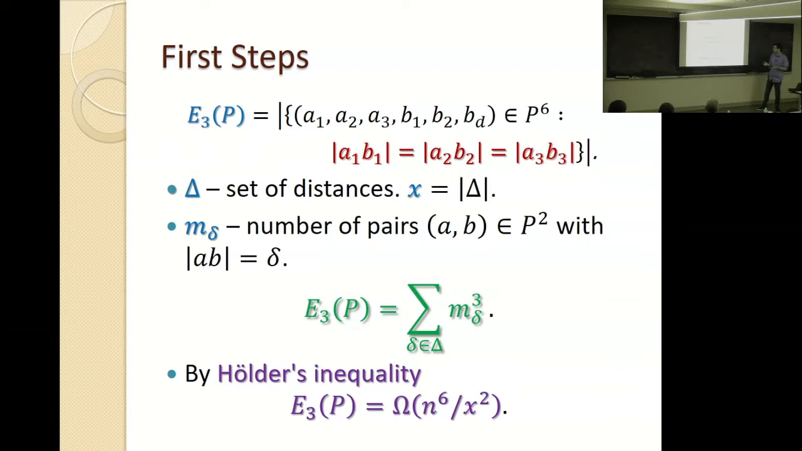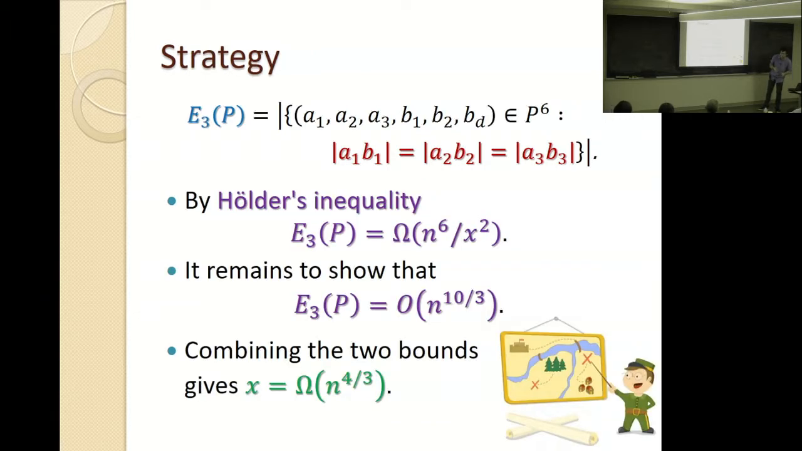And now we can use the standard idea. You have a lower bound for the energy, so let's find an upper bound for the energy. Here's our strategy. We have this lower bound for the energy, and we're just going to find an upper bound for the third energy. We immediately get that the number of distances is at least n to the 4/3. Okay? So there's not much new here. It's exactly what you usually do with energy.